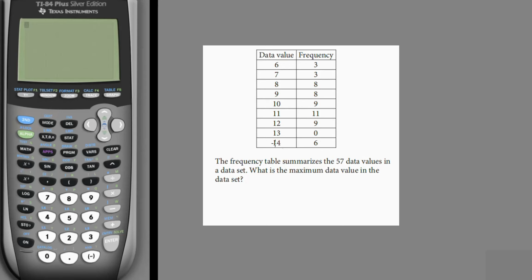This 14 value we have here is the highest number listed, so this shows us that the maximum data value in the data set. Maximum is highest, right? So the maximum is 14. 14 will answer this question. So it's as simple as this.